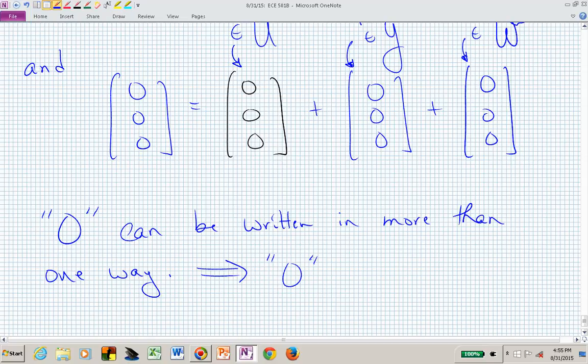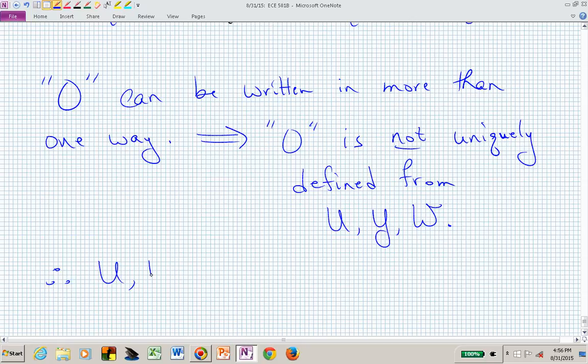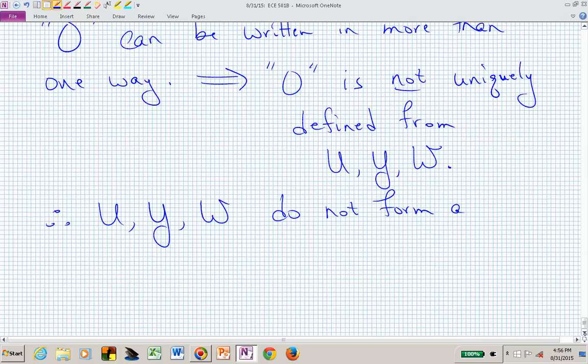Or another way of saying that, 0 is not uniquely defined from U, Y, and W. And because of that, therefore, U, Y, and W do not form a direct sum of V equal to R3.